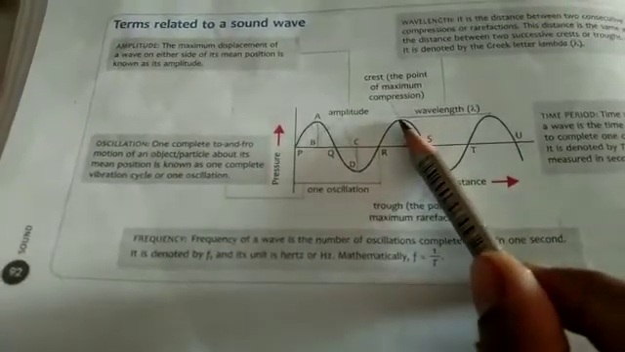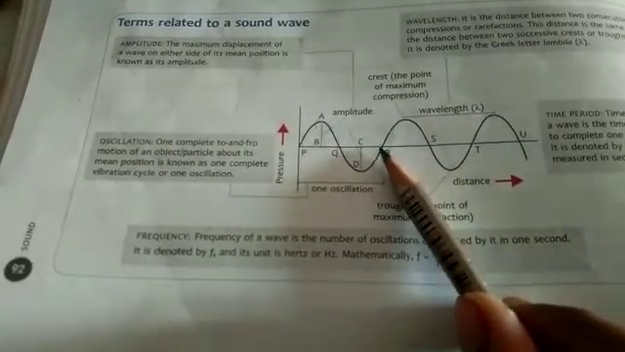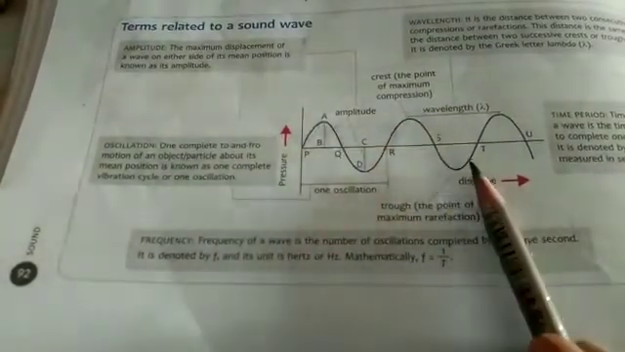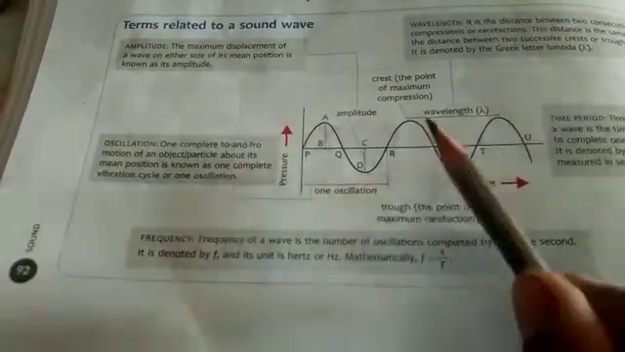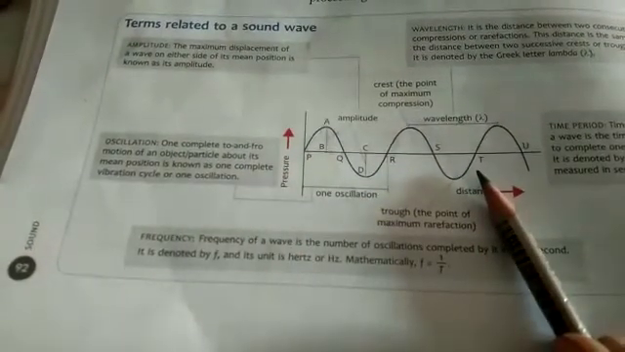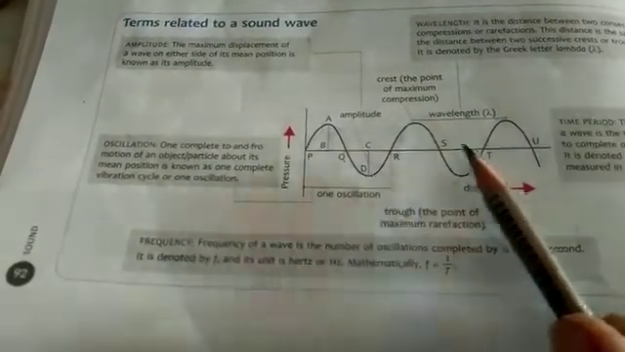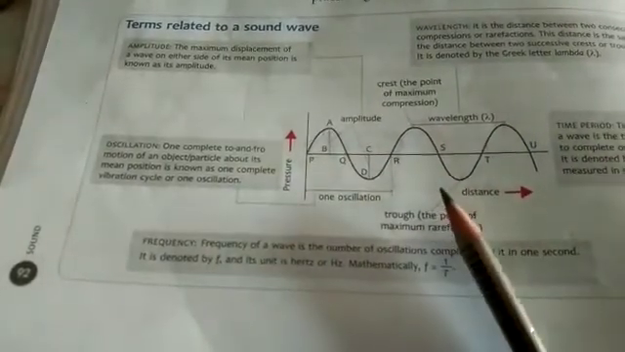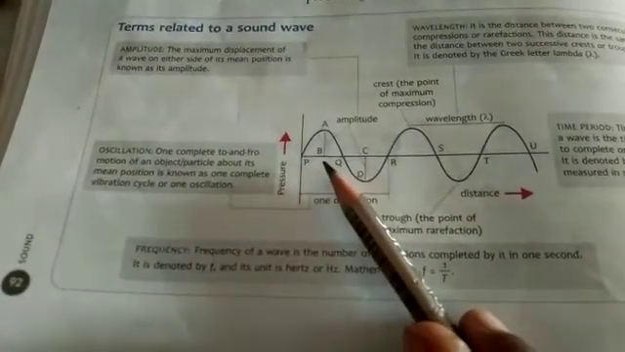So here at the point of maximum compression and maximum rarefaction, here is the crest, here is the trough. So we can define sound waves in the form of compression and rarefaction, or crest and trough. In the form of compression and rarefaction, longitudinal wave; crest and trough in the form of transverse wave.